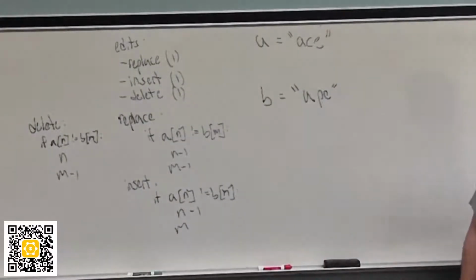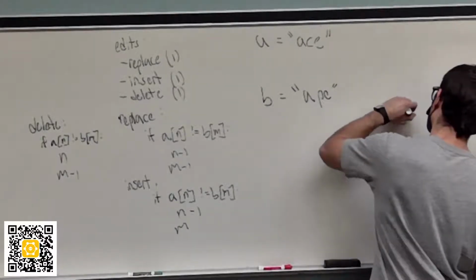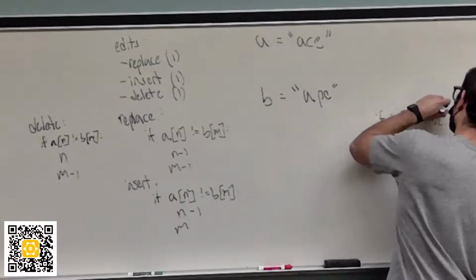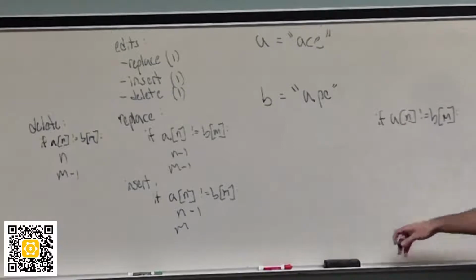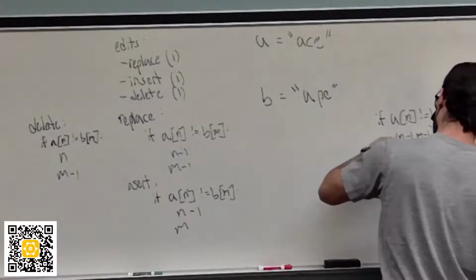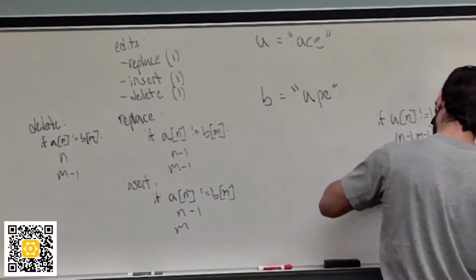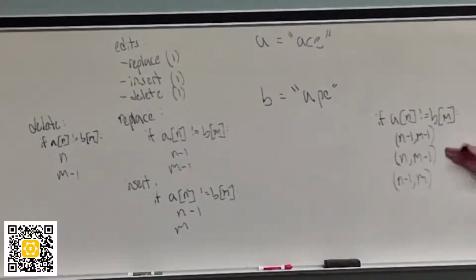So we can add that to our algorithm. We know that if they do not match, we can generalize this. If A of n does not equal B of m, we want to try all of those. Let's try n minus 1, m minus 1. Let's try n minus 1, m. And let's try n, m minus 1. Let's try all these. And of course, that cost, like David said, we need to add a cost of 1 to all of them, and then choose the best one.